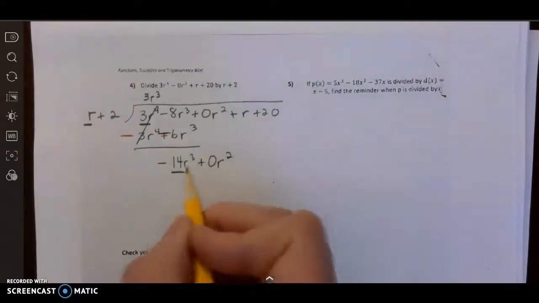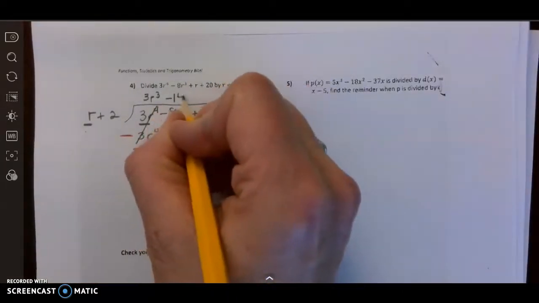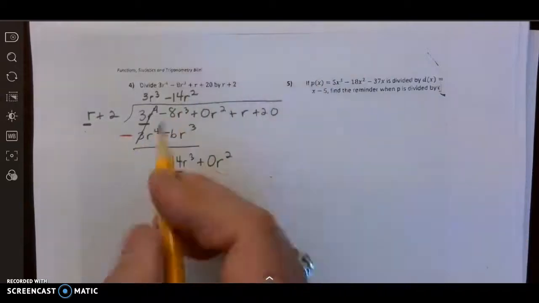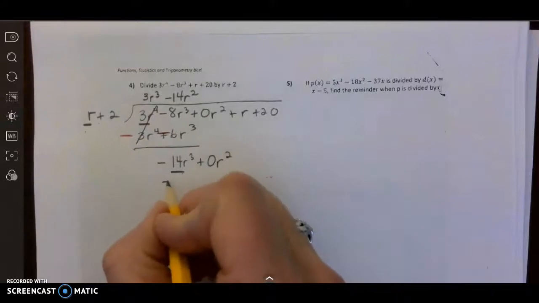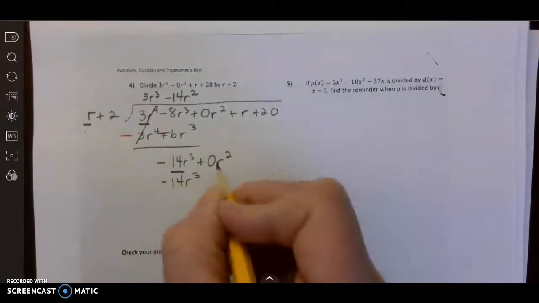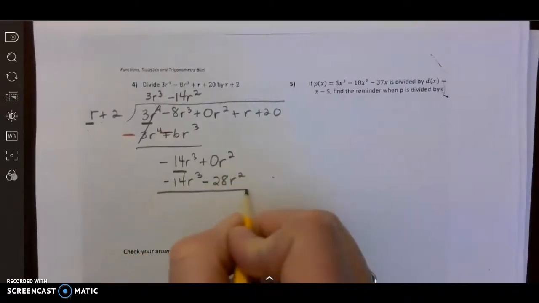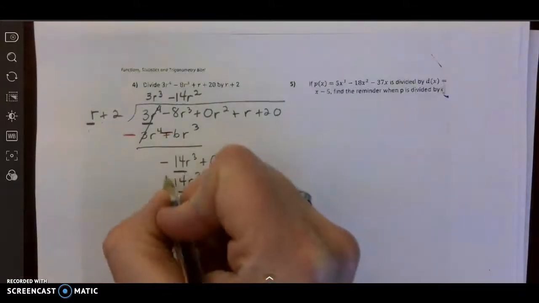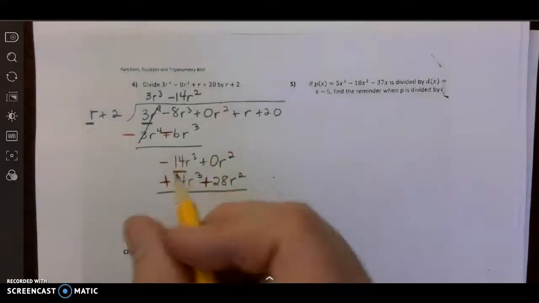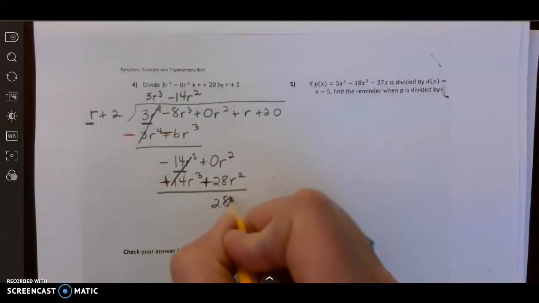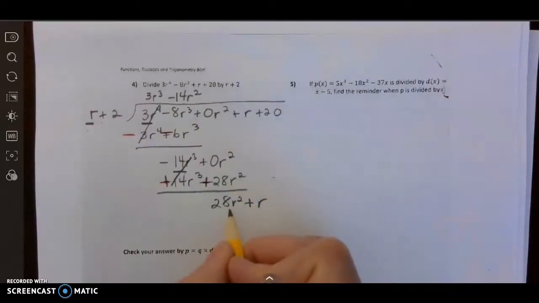Now I repeat my steps. Focus on the first. Negative 14r cubed divided by r is negative 14r squared. And multiply my quotient by my divisor, and I get negative 14r cubed minus 28r squared. Change my signs. Add up. Carry down. And I start over again.